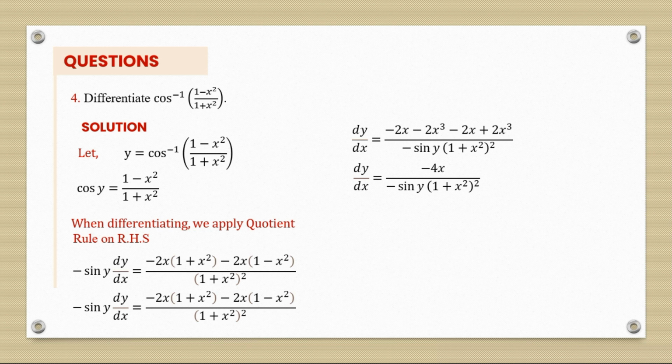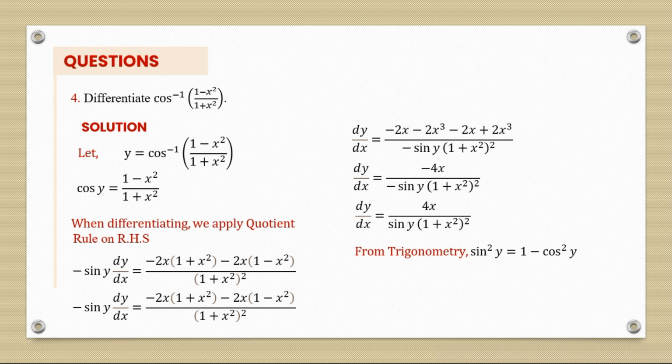But we cannot leave a y value in our final answer, so we'll have to change that. So what are we going to do? We're going to have to find a way of replacing that. As you can see, these negatives cancel, and that's what we have. So now we have to find a way of changing this into a value that actually has x. So what are we going to do? We're going to have to remember something.